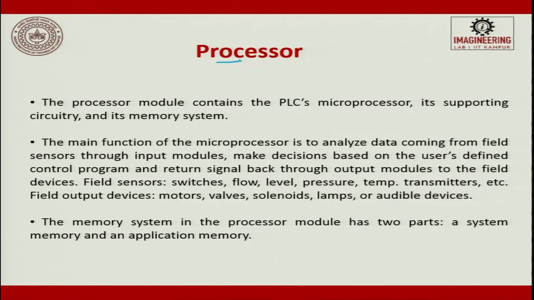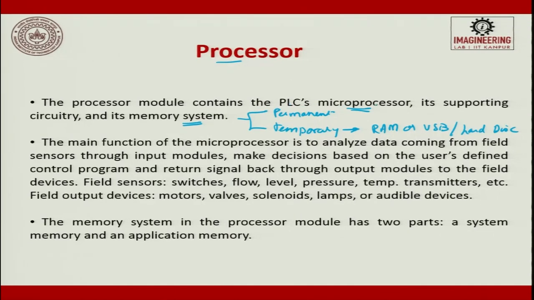Next, we will see the processor. The processor module contains the PLC microprocessor, its supporting circuitry and its memory system. So, your processor will also have a memory system. Memory you can have permanent and you can have temporary. Temporary you can have through your RAM space, or you can use a USB or a hard disk, possible, right. So, the memory system is also part of a PLC processor.